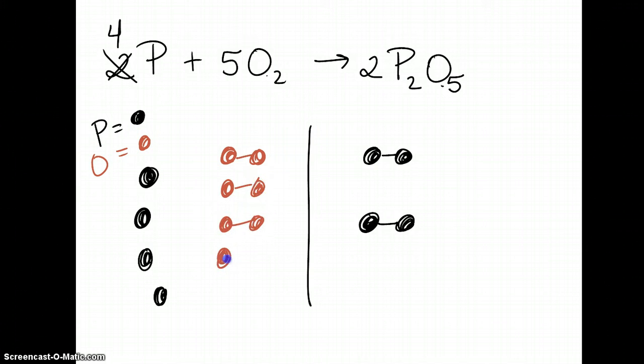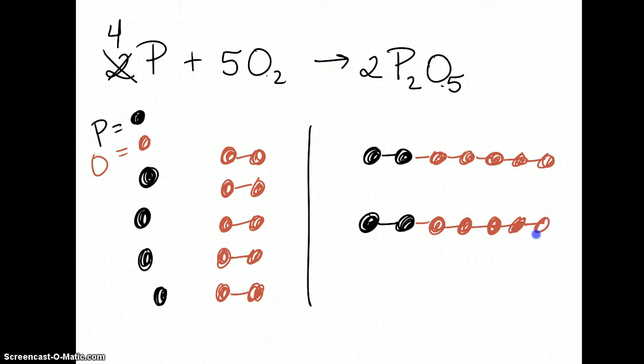And remember, I can only give more of the same. So I just can't give one individual one. And I need to add 5 oxygens combined over here. All right, and there we have it. Okay, so that's what it looks like, and if you do your counting, you'll see there are 4 phosphoruses here, 4 phosphoruses here. There are 10 oxygens here, and there are 10 oxygens here. Our equations are balanced. That's it.